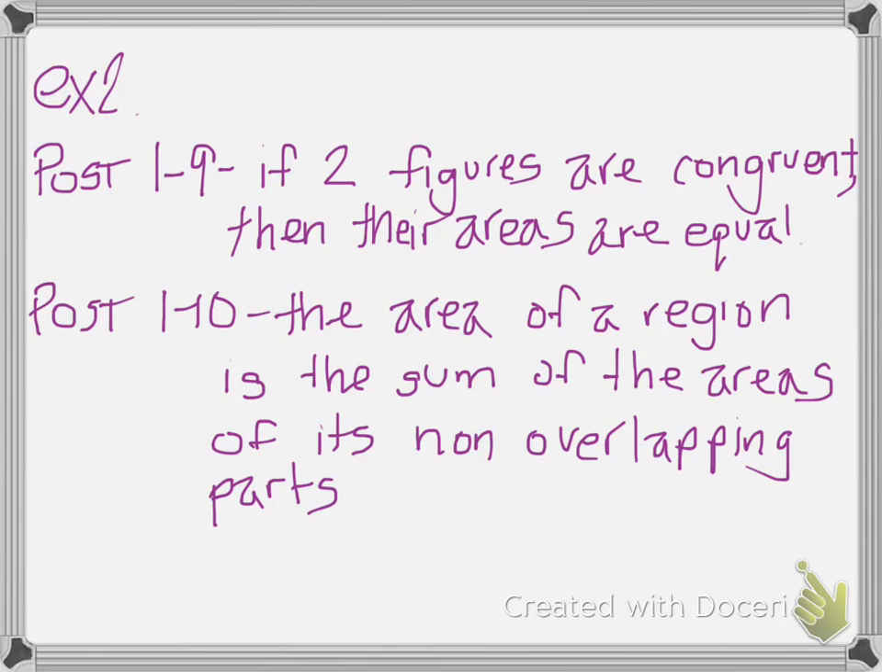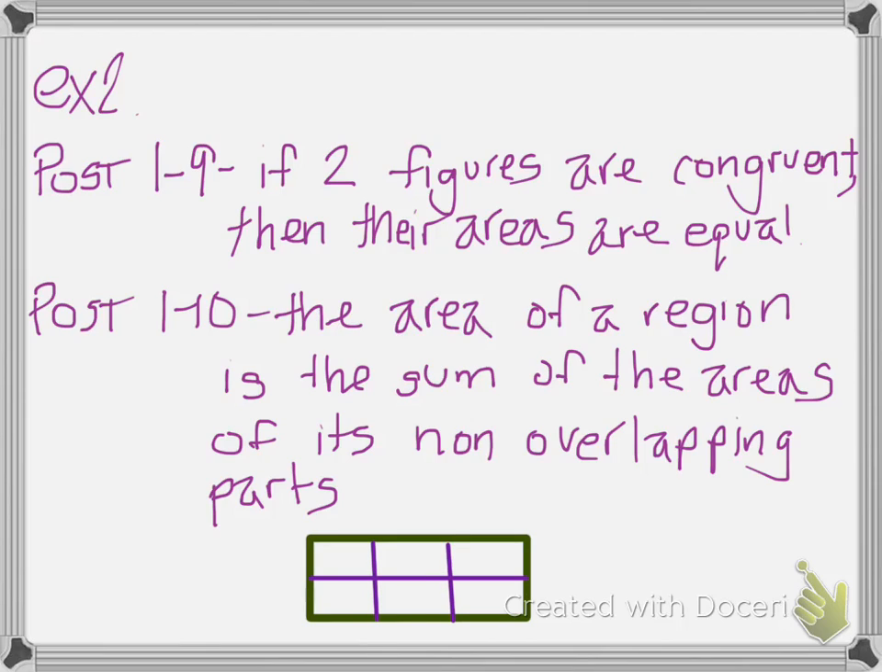For this last one, it essentially says if I have a figure and I take that figure and cut it up into a bunch of pieces that don't overlap, I essentially need to add each of those different pieces together in order to get the total area of the figure. Now we're going to use that postulate in this example.